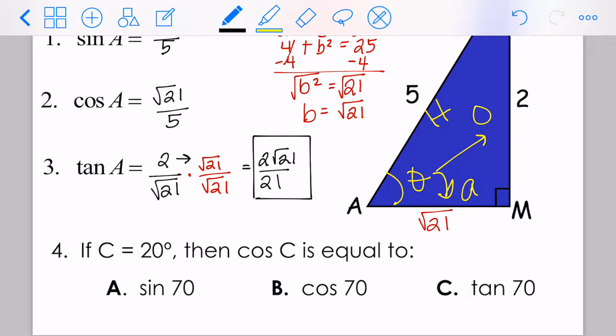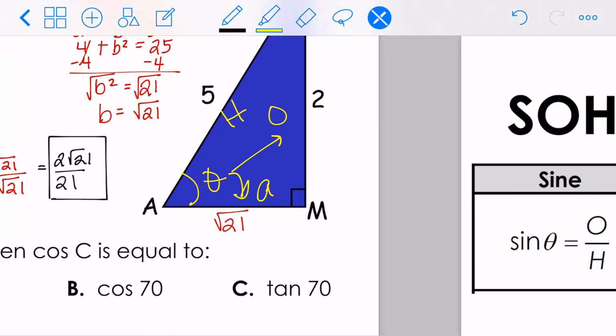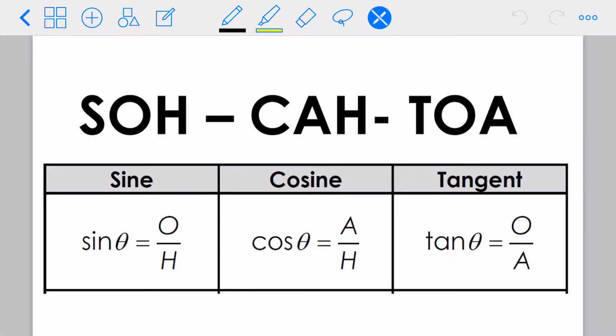Okay, I'm going to skip number 4 for now. We will talk about that when we're all together, but it would just be confusing if we try to talk about it now. Next, here's just a chart of how you can remember your SOHCAHTOA.